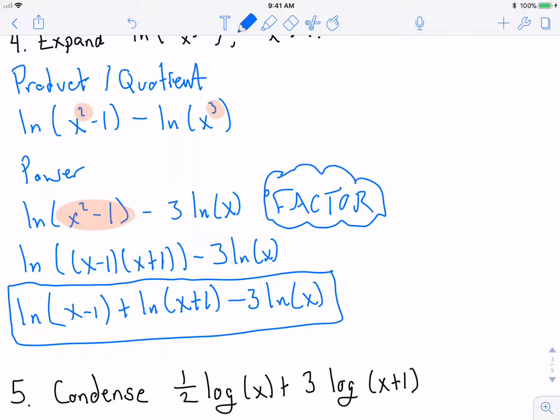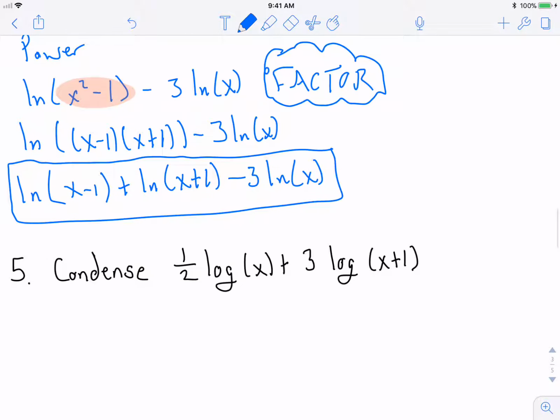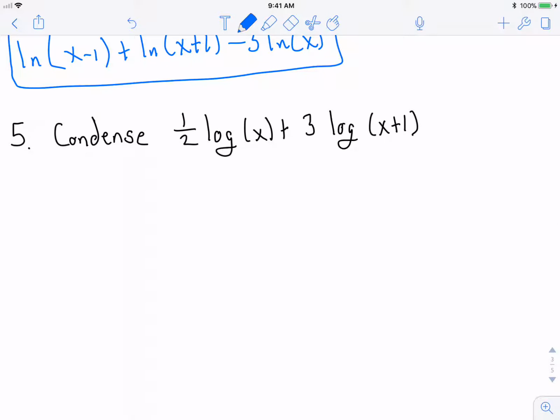So with this one, we had to do an extra step, and if we ever have a polynomial on the inside, we should always try to factor it, so we can break these down into as simple terms as possible. All right, example 5. As you can see, we're going to condense here.